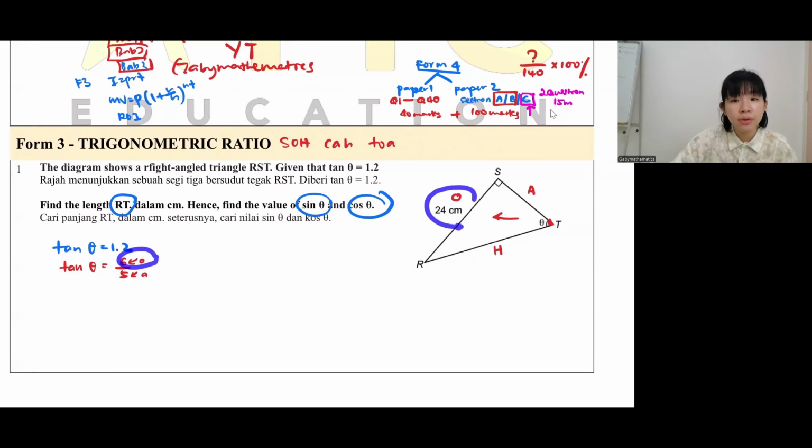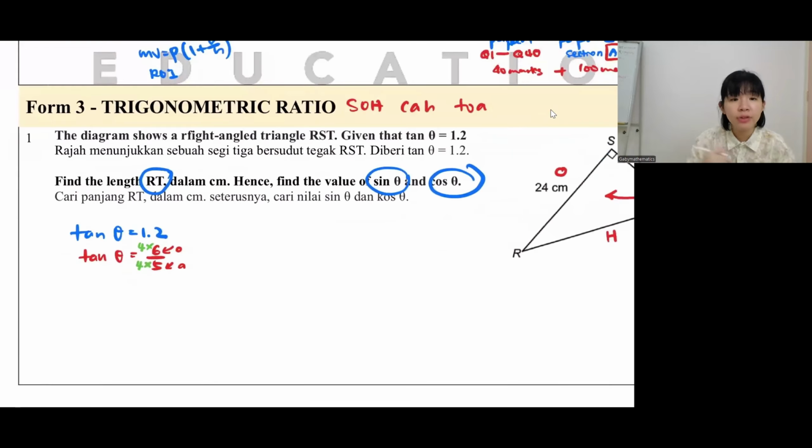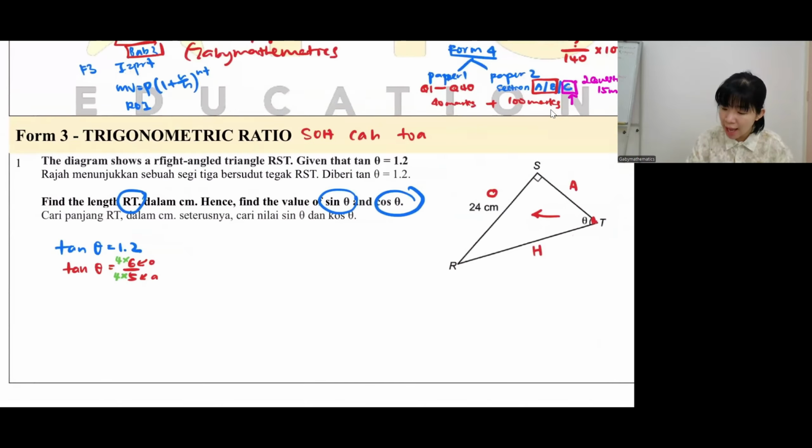6 times what equals 24, because both are O? 6 times 4 is 24. Which means the 5 also needs to be times 4, right? The 5 is A, which means ST. ST is 4 times 5, 20. So it's 20 cm. Okay, ST is 20 cm.